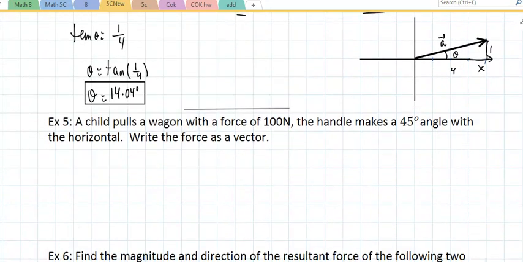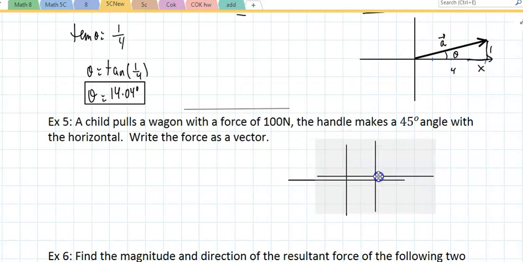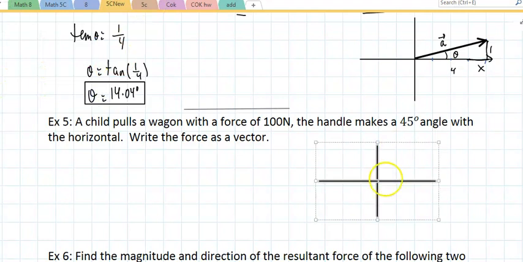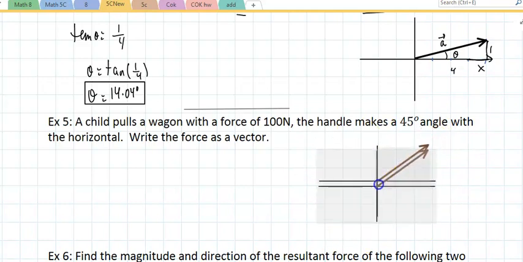Now, a child pulls a wagon with a force of 100 newtons. The handle makes a 45 degree angle with the horizontal. There's the horizontal. And the child is pulling this wagon, and it makes 45. It's not centered. Let me center that really quick. 45 degrees, and I know this is 100 newtons, and something that you're going to be asked to do a lot, write it as a vector.